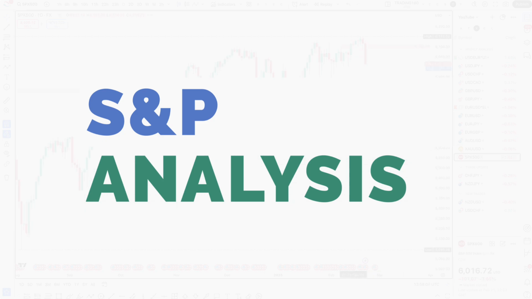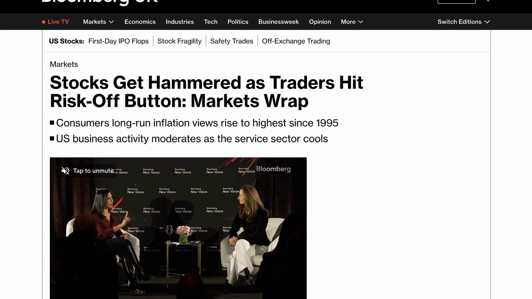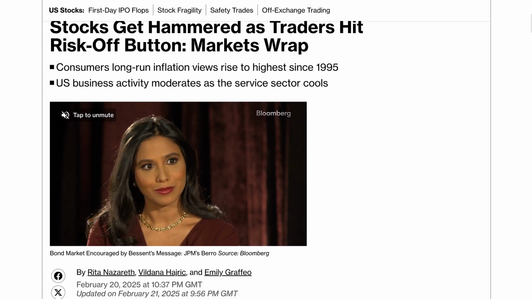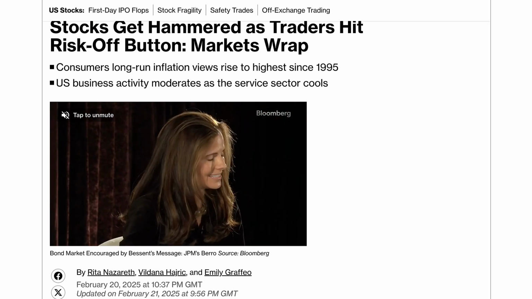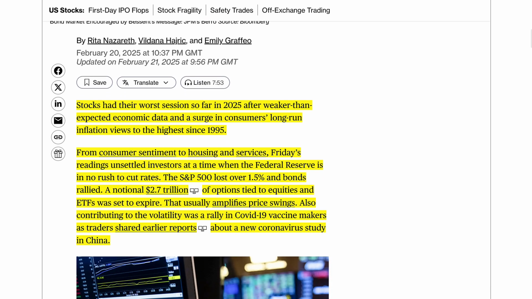And looking at the S&P, the S&P sold off on Friday, and it says here stocks get hammered as traders hit the risk off button, and consumers' long run inflation views rise to highest since 1995. US business activity moderates as service sector cools. It says here stocks had their worst session so far in 2025 after weaker than expected economic data and a surge in consumers' long run inflation views to the highest since 1995.